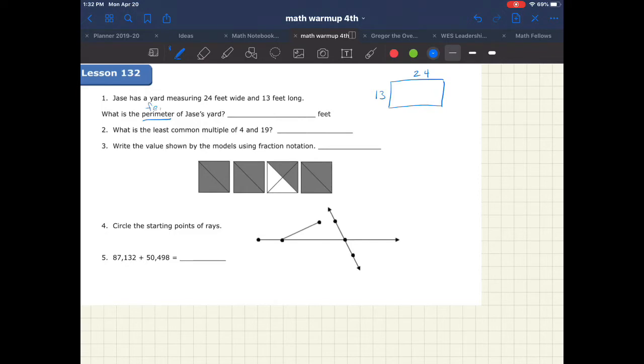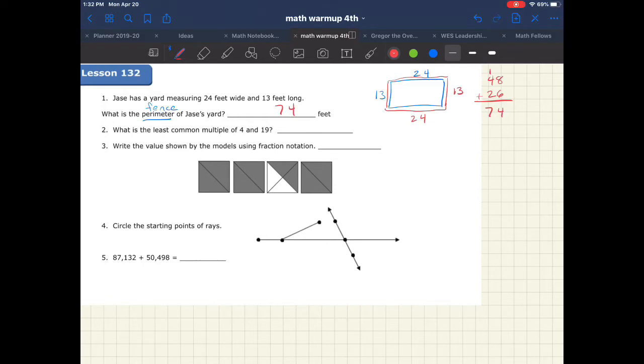When you see the word perimeter, think about the fence. We want the distance around. So we are going all the way around. 13 plus 24 plus, this is going to be another 13 plus 24. So we add all those up. Let me see, 2 24s is 48 and 2 13s is 26. And it looks like I get 74 feet for the perimeter of the yard.